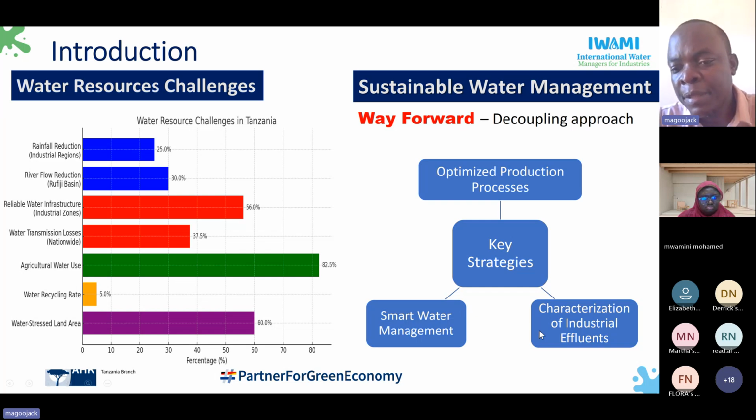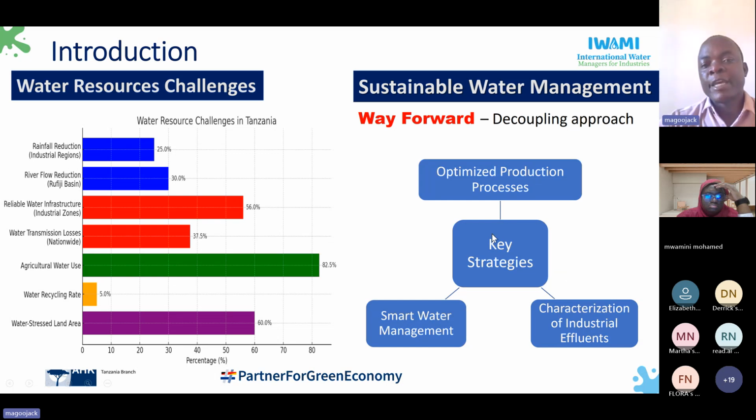And we minimize the amount of water that can be lost. The third strategy is that we need to characterize the industrial effluent. This is very important because for the recycling and reuse of water, we sometimes need to understand the composition of the wastewater so that we can apply the appropriate treatment method. Characterization of industrial effluents helps us understand the best way of treating wastewater before it can be put into use.